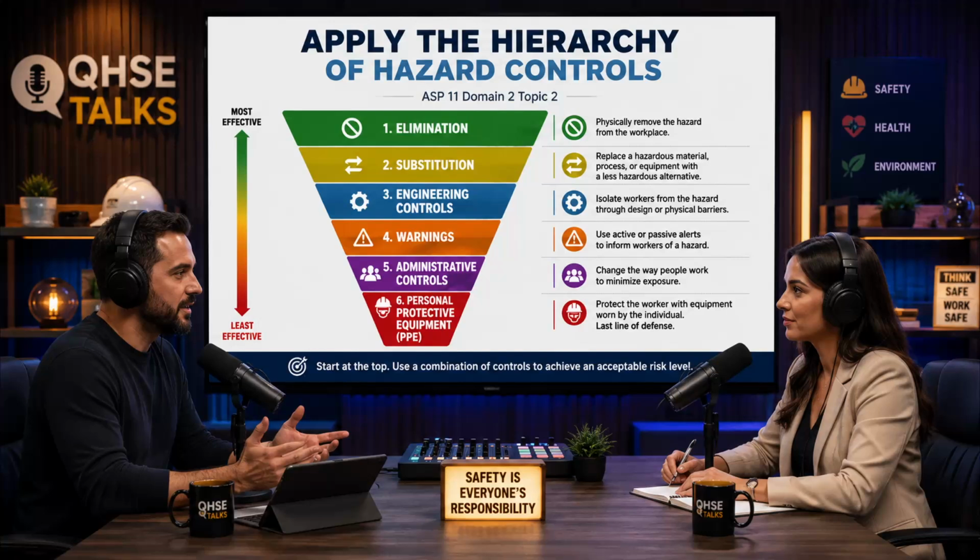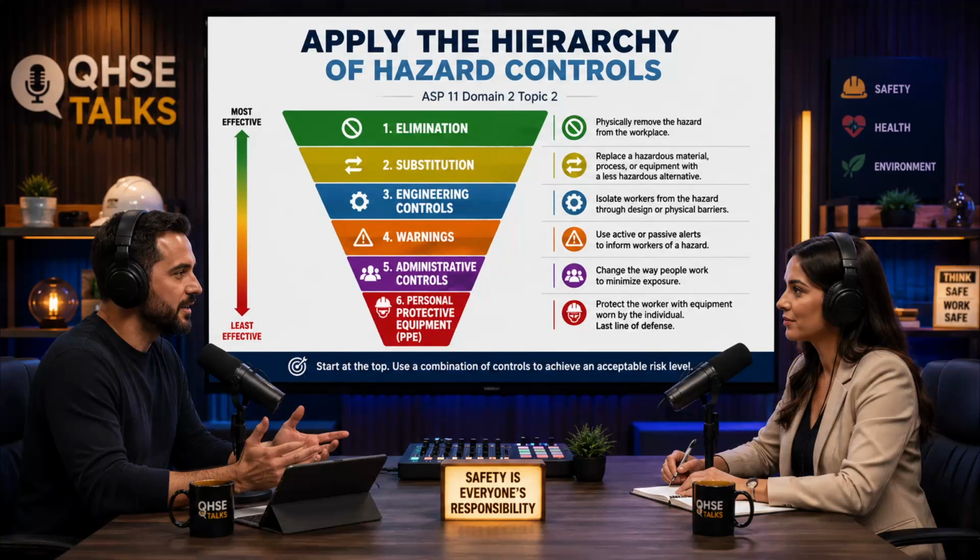The foundational rule you must carry into the exam is this: moving up the hierarchy increases your objective effectiveness and protection, while moving down the hierarchy drastically increases your reliance on the unpredictable variable of human behavior. Internalizing that philosophical framework is the key to mastering Domain 2.